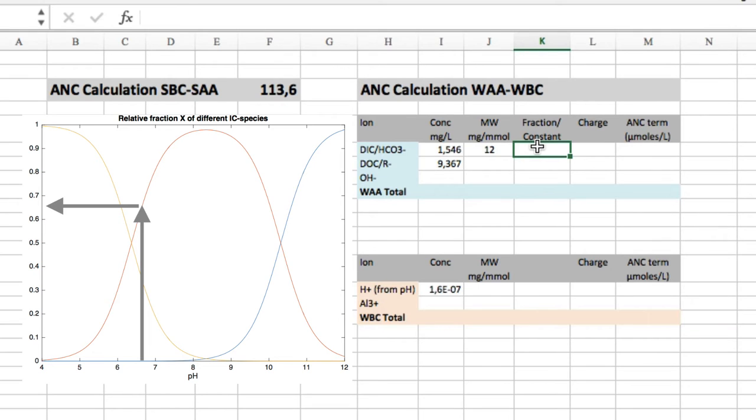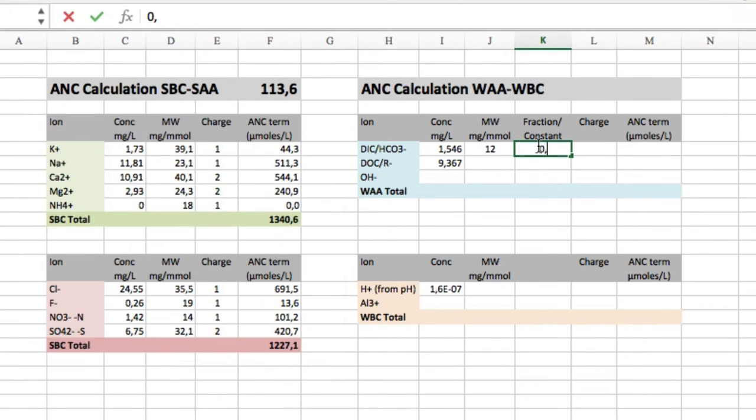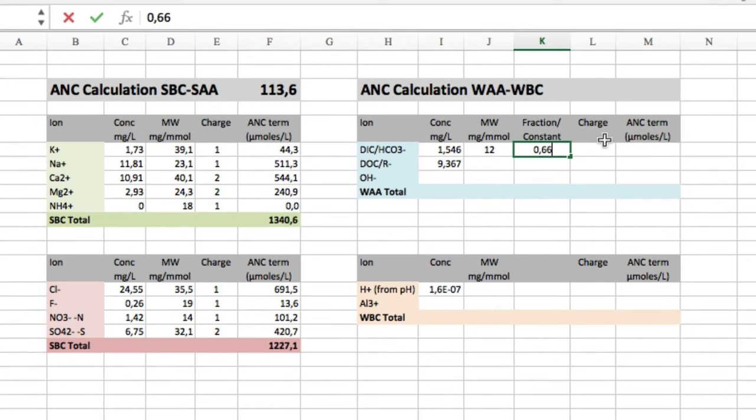So in our calculation, we add the fraction 0.66, and the charge is 1. So the ANC term will be the amount of DIC divided by 12 times the fraction that is bicarbonate, times the charge, times 1,000 for conversion. So it turns out to be 85.